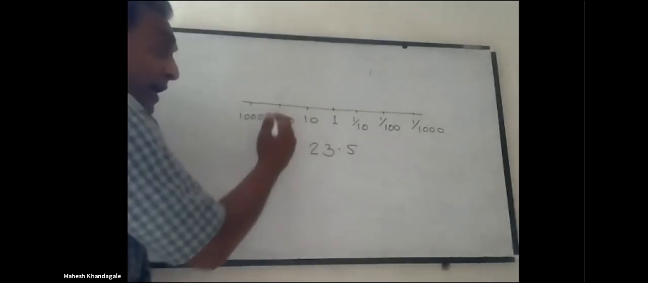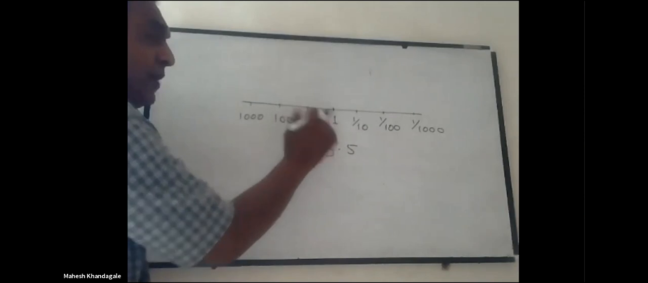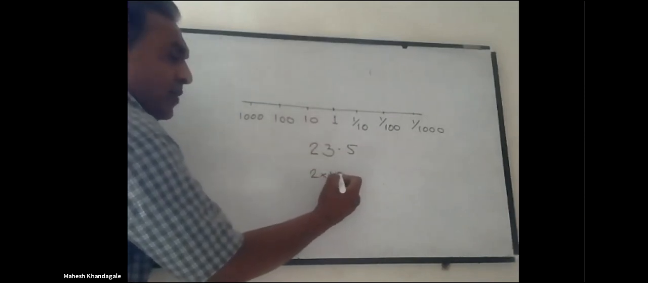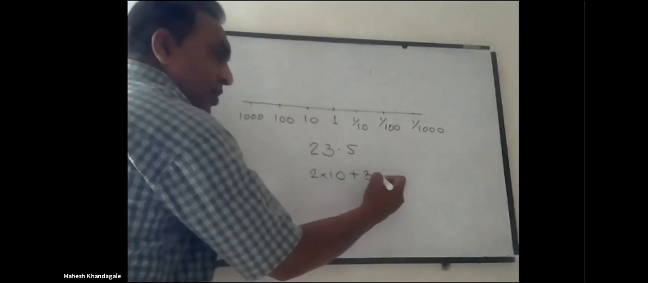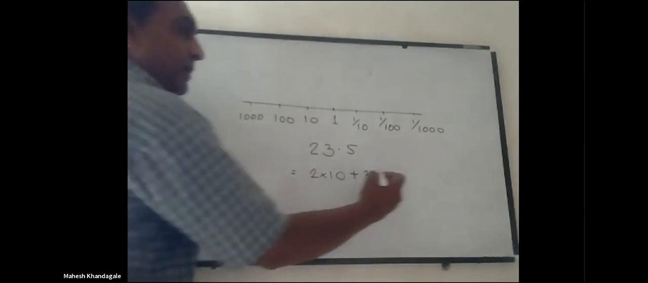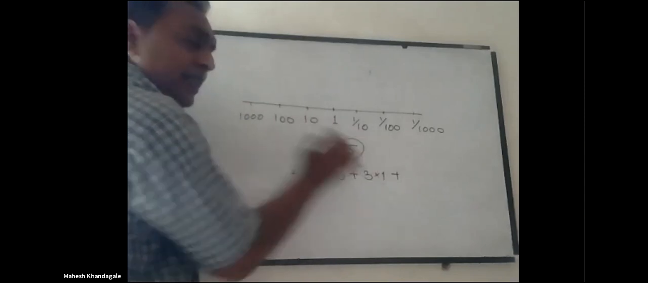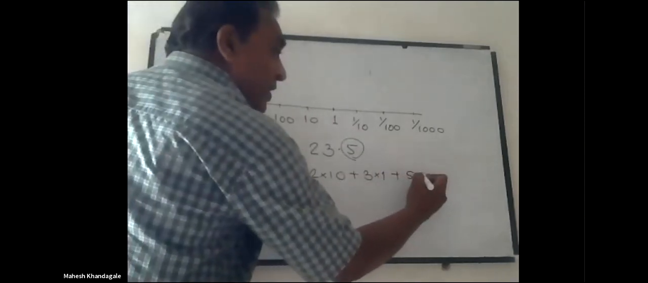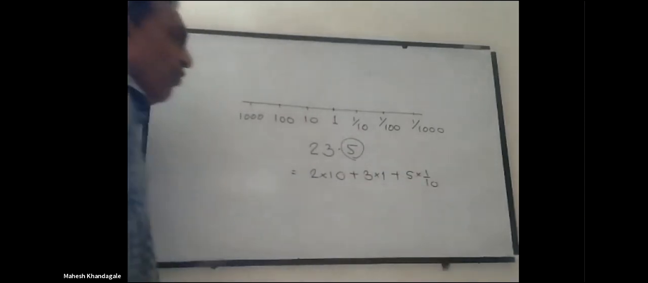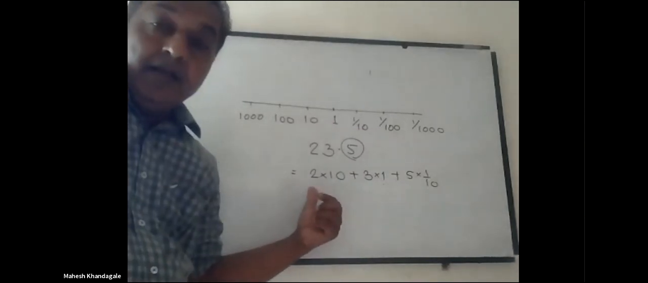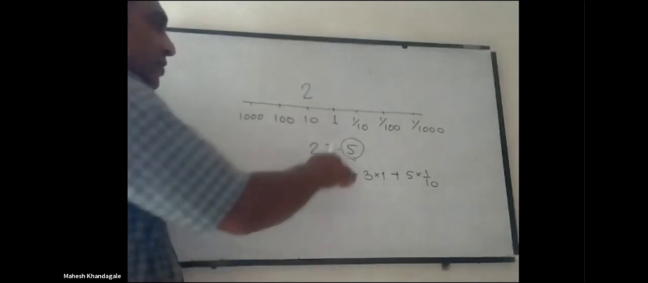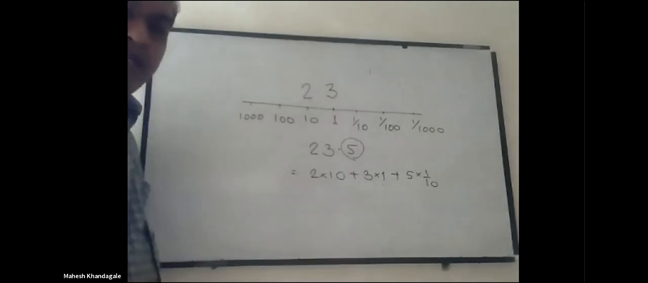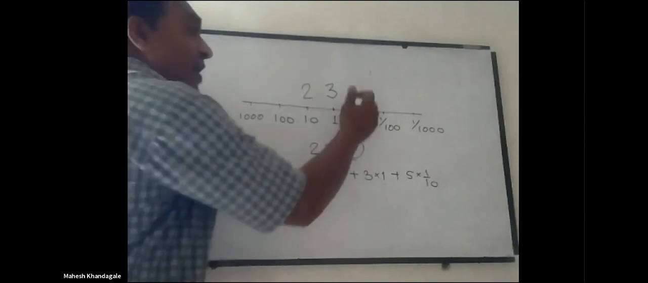The 2 is at the hundreds place, sorry, tens place. So its expanded value will be 2 into 10 plus 3 into 1 plus this is 1/10, so 5 into 1 by 10. So what we see, this digit 2 is sitting at tens place, 3 is sitting at units place, and this 5 is sitting at tenths place.